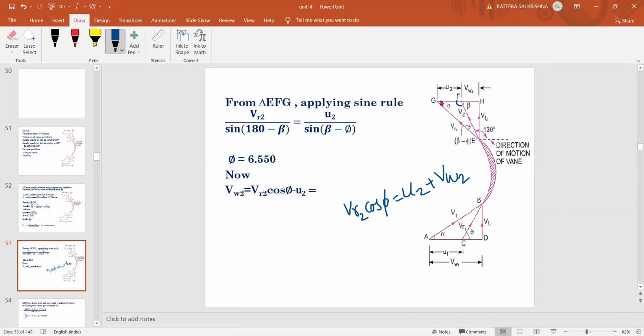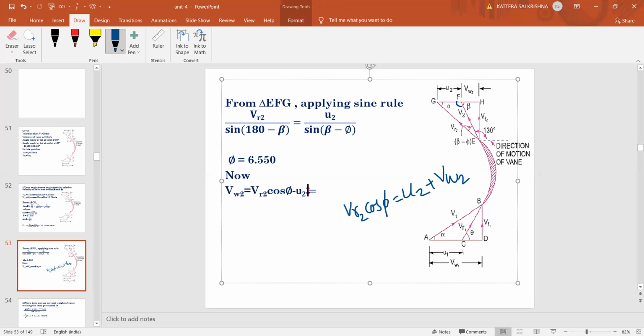VR2 in the X direction is VR2 cos phi. So VR2 cos phi is equal to this length in the horizontal direction as U2 plus VW2. So from this, what we want is VW2. So VW2 is equal to VR2 cos phi minus U2. Right. So now you can substitute this.